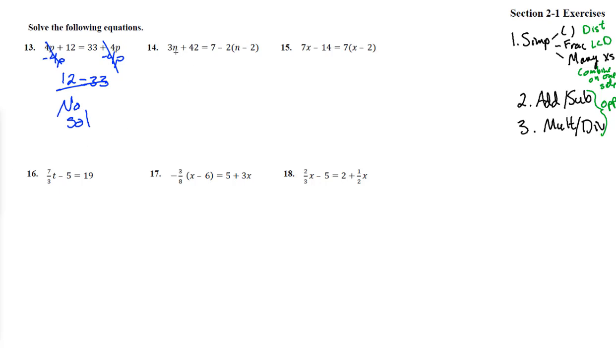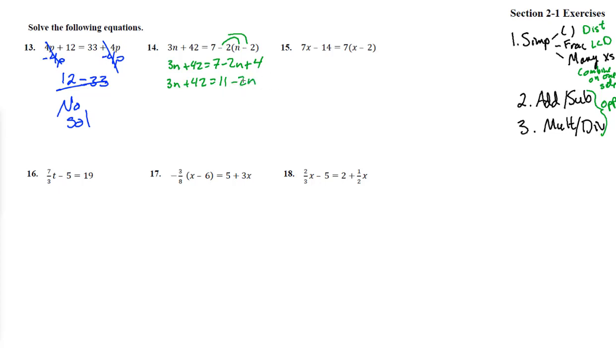Number 14. 3n plus 42 equals 7 minus 2, parentheses n minus 2. Do we have any parentheses? We do. Let's take this negative 2, jump it in, and we get 3n plus 42 equals 7 minus 2n plus 4. Do we have multiple n's? Yes, we do. Oh, we don't have any fractions. That's a good thing to check, but we don't have any fractions. So let's combine. We get 3n plus 42 equals 7 plus 4 is 11 minus 2n.